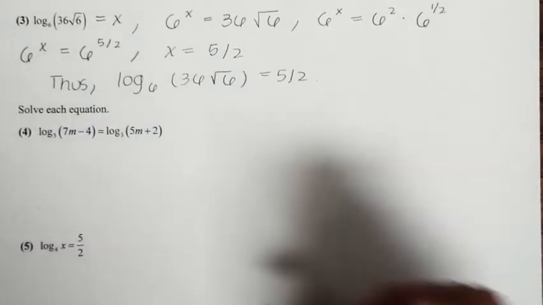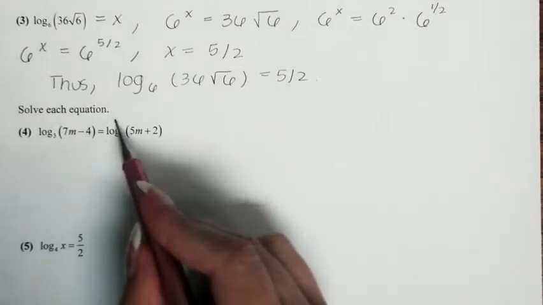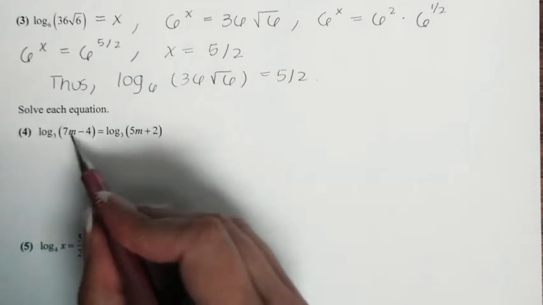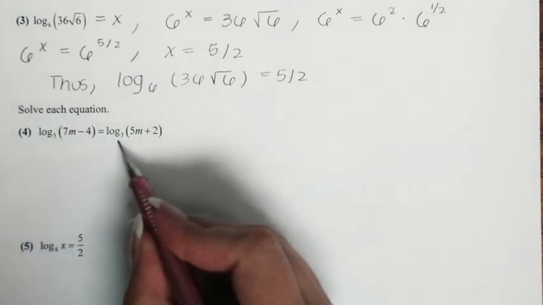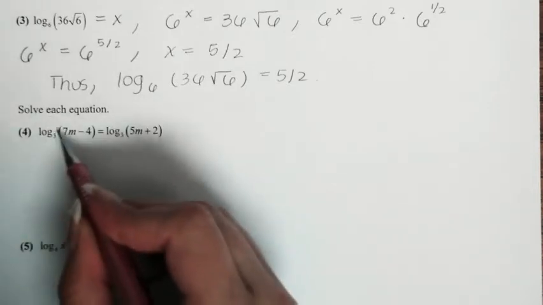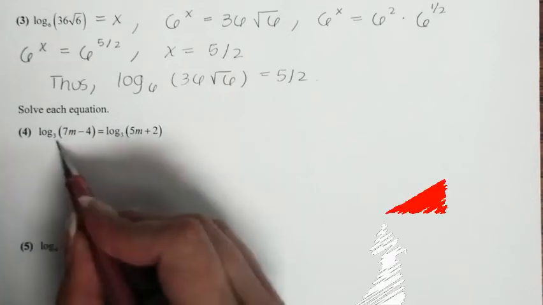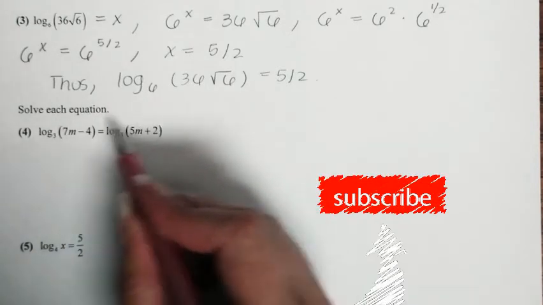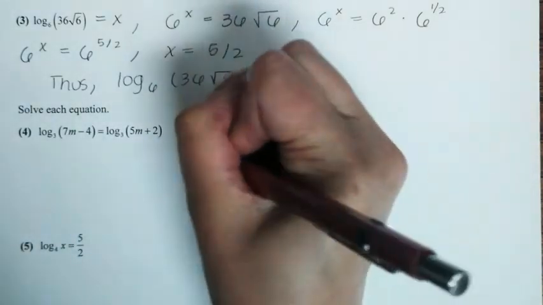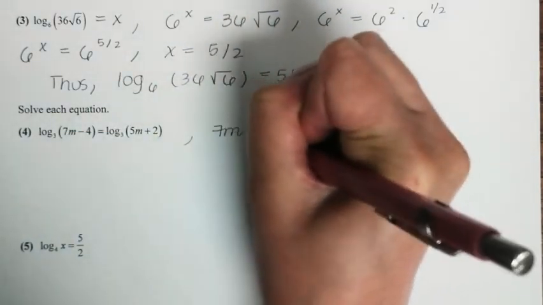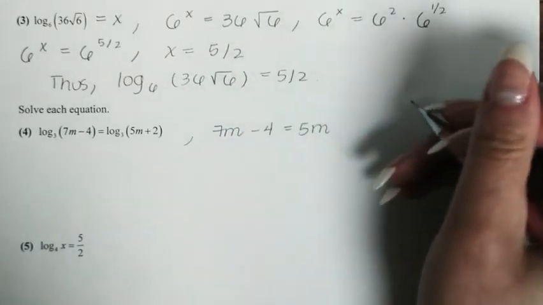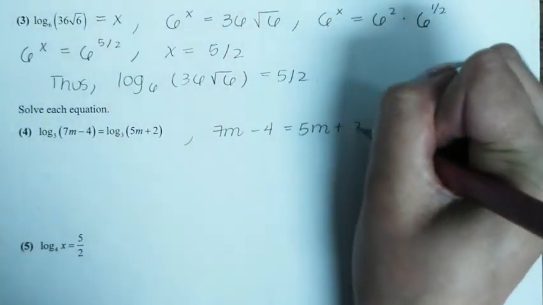Now, for the next one that we have over here, you need to solve each equation. Please note that here you need to solve. So you have log base 3 of 7m minus 4 is equal to log base 3 of 5m plus 2. So what are we going to do here? You recognize that the base of both logs is the same, and I only have one log on this side and one log on this side. So what we can do in this case is equalize the inside of the logs. So we can equalize 7m minus 4 to 5m plus 2.